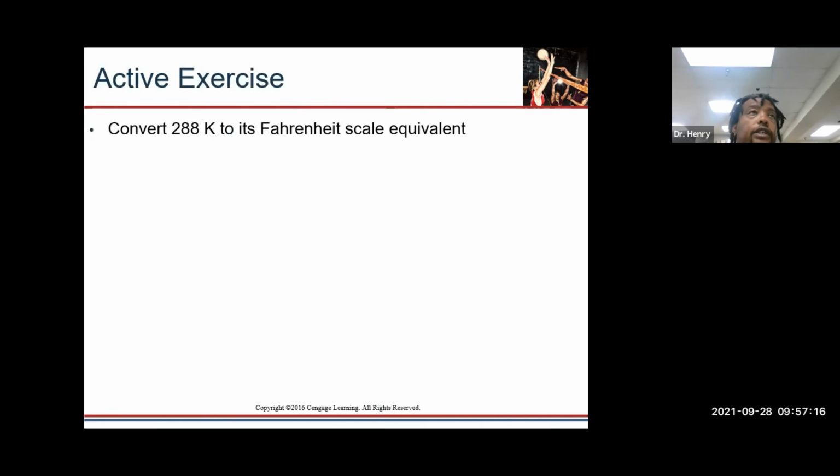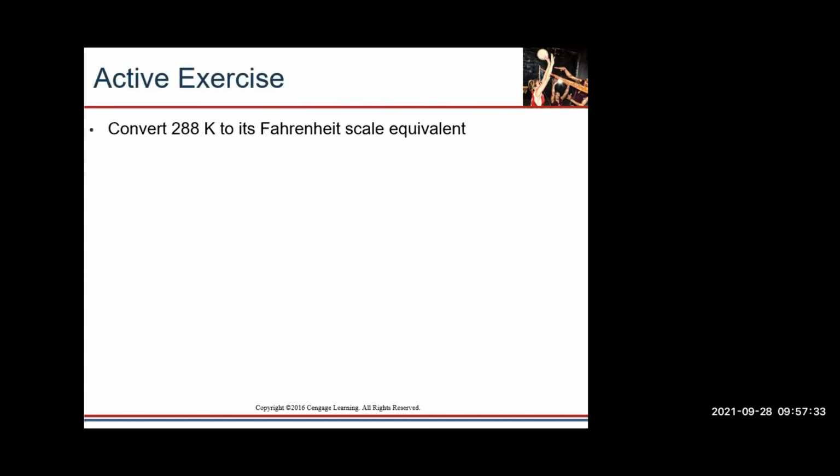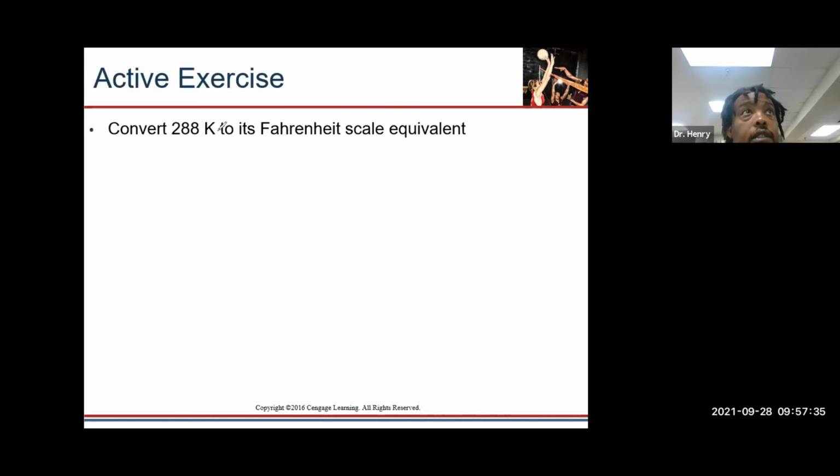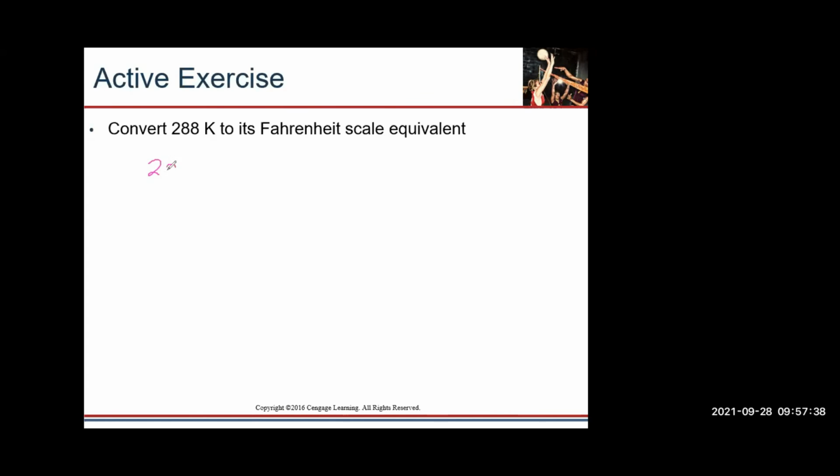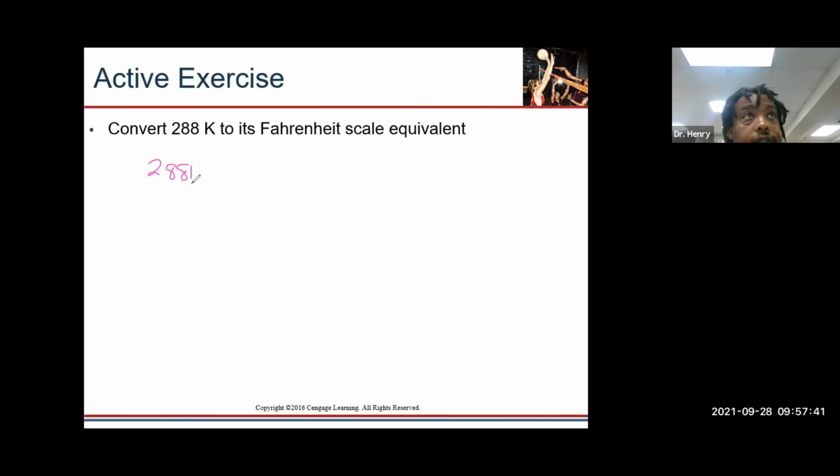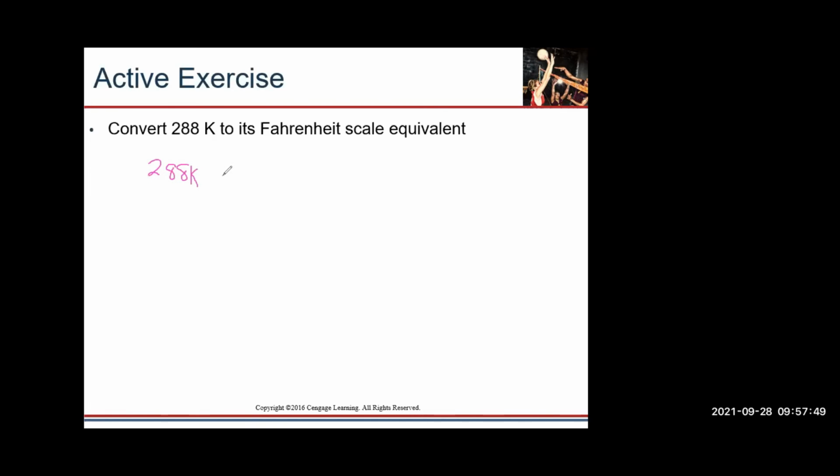Okay, so convert 288 degrees Kelvin to Fahrenheit. So first thing I'm going to do is to do what? Convert it to Celsius. So we have 288 Kelvin. If I'm converting it to Celsius, what do I need to do? I would use the same formula, TK equals TC plus 273, and just subtract the 273.15 from each side.